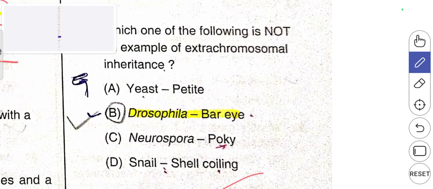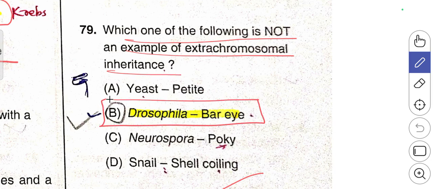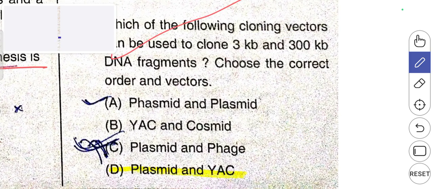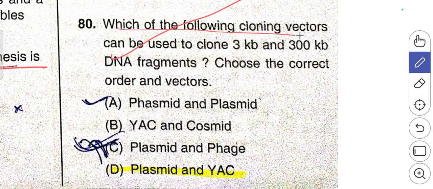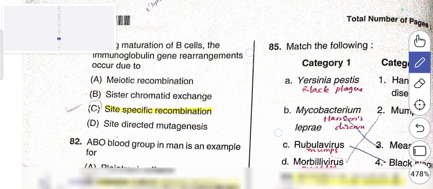Then 79th question. Which one of the following is not an example of extra chromosomal inheritance? So that is Drosophila bar I. It is not an example of extra chromosomal inheritance. Then 80th question. Which of the following cloning vectors can be used to clone 3 kb to 300 kb DNA fragment? Choose the correct order of vectors, that is plasmid and so on. So D is the right answer. Then 81 question.